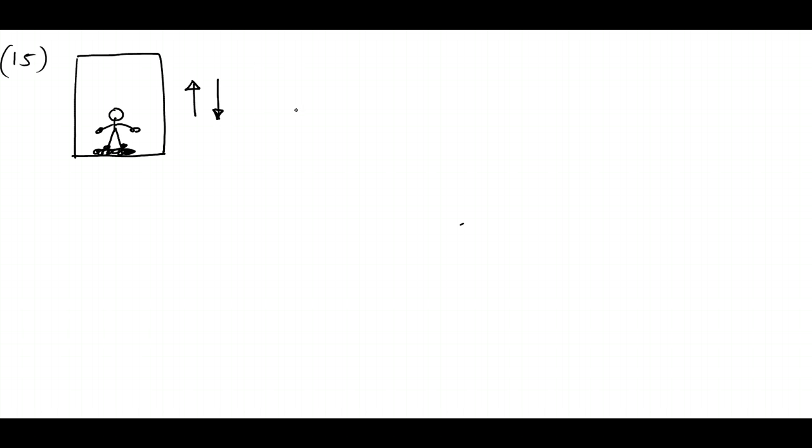But one point to take note of is that the reading of the weighing machine in general is not going to be equal to the true weight mg of the person. It may be sometimes equal to mg, but in general you can't say that it's going to be equal to mg. Now the question remains, what then is the reading of the weighing machine?